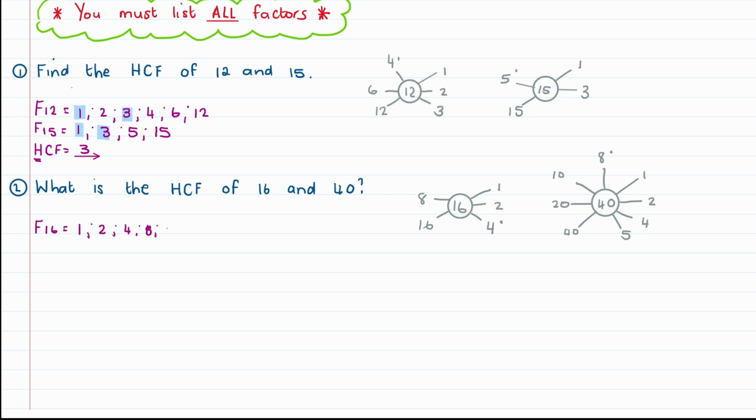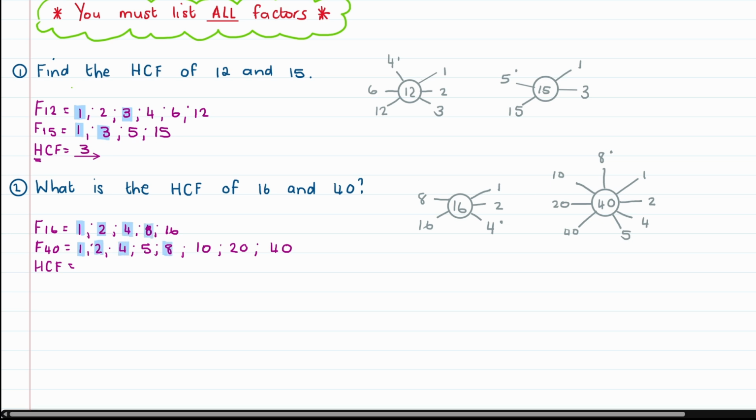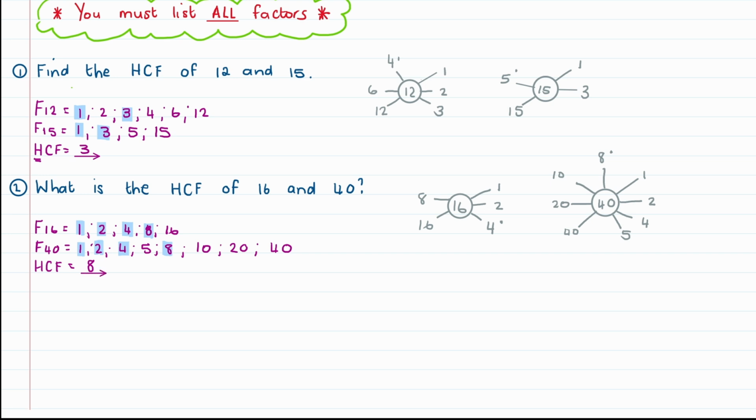So we write out the factors of 16 and 40 and then find the highest common factor. 1, 2, 4, and 8 are all common in both lists, but the highest number common in them is the number 8. So very simply, this is how you find the highest common factor.